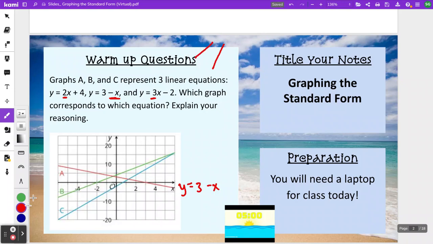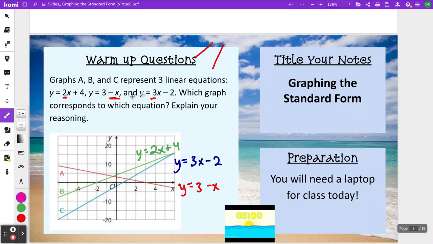So using that, I can identify that graph C is going to be the steeper slope, and graph C is going to be y equals 3x minus 2, which leaves me with B is going to be y equals 2x plus 4. I could also go in and identify specific points and use those points and rise over run to help me confirm that the slopes are 2 and 3 of those two lines. There's a different way you could have done this, though.